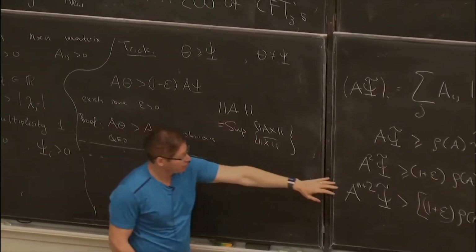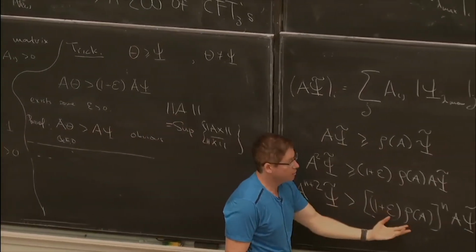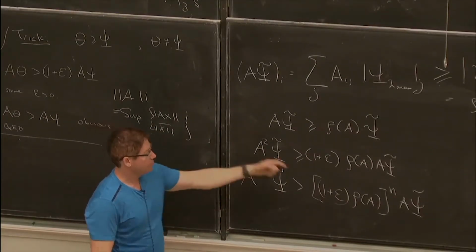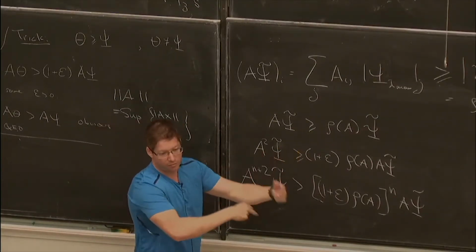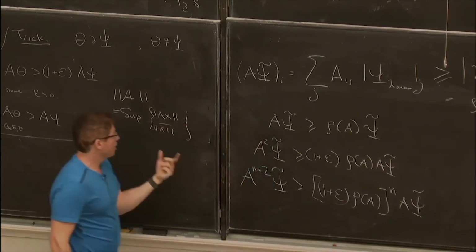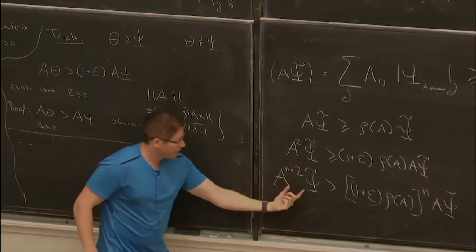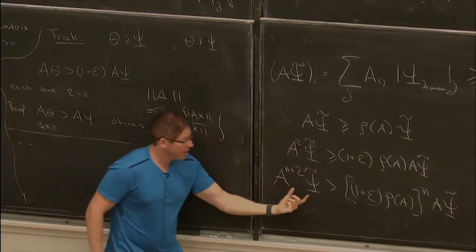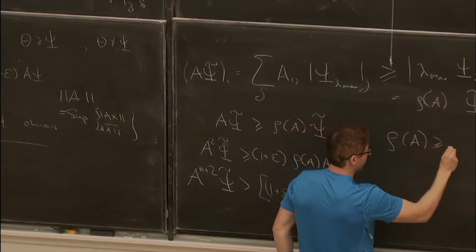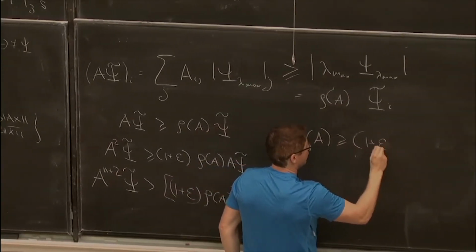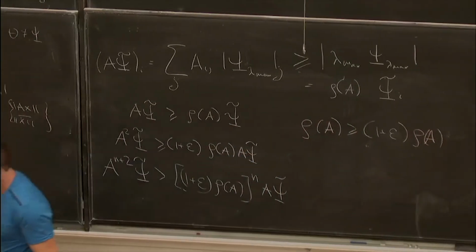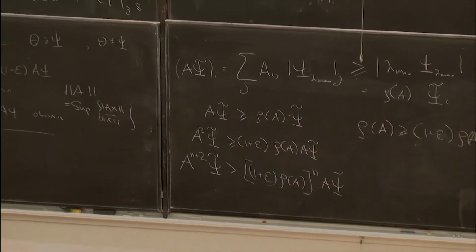So this is very close to a contradiction. There will be a power on the right-hand side, A to the n, but then you use these inequalities to further remove the A's until you get to this formula. Applying this formula for A psi, we see that the spectral density of rho of A now satisfies a bizarre inequality. That cannot be true.